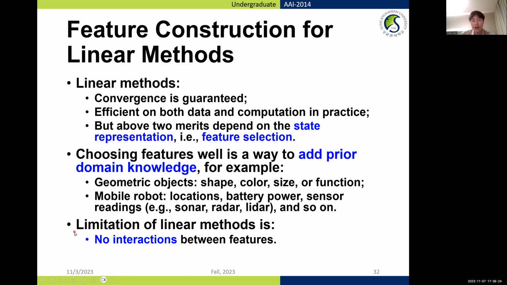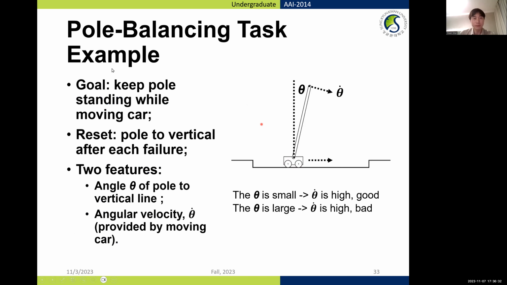But one limitation of the linear method is that there can be no interaction between features. Let's take a look at an example, the pole balancing task. Assume that you have this cart and you have a pole. Our goal is to keep this pole standing upright while moving the cart. The initial state is the upright state. We can reset the pole to vertical after each failure. So when this pole falls down, then we need to reset.